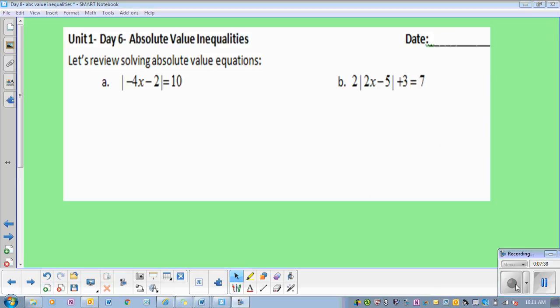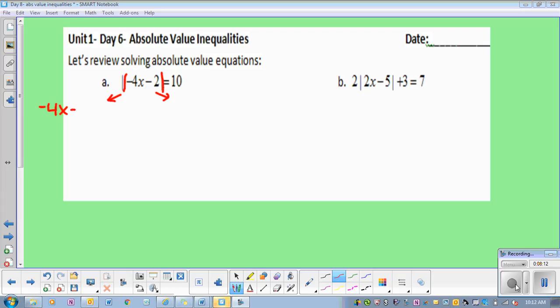All right, guys, today we're going to talk about solving absolute value inequalities. Okay? So if you guys look up at the top of your notes, let's just review solving absolute value equations, what we did last time. Last time we had equal signs, right? So if I look at A, my goal is to get the absolute value bars all by itself. Is this already all by itself on one side? Yes. So you want to drop the bars and write it twice.